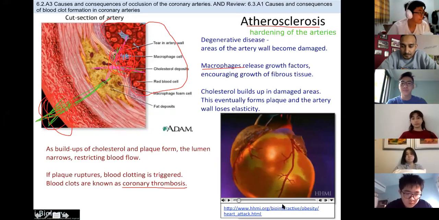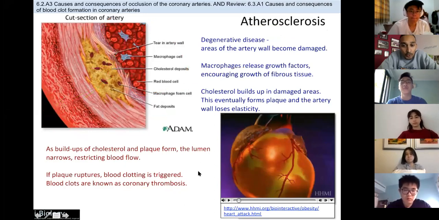But how do you cure this? You're not gonna cut the artery. It's too small. No, of course not.